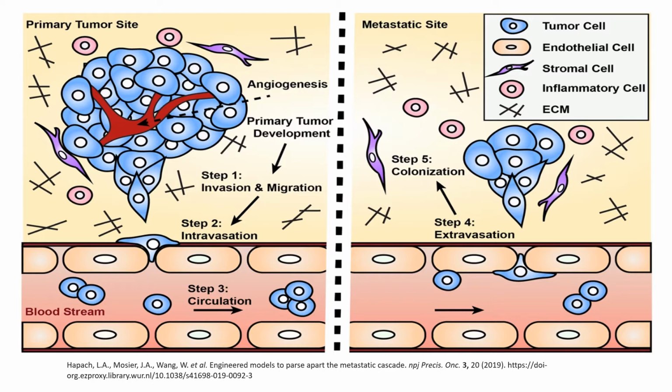Next, invasion and migration of those loosened cancer cells take place. Here they come out into the extracellular matrix. At the next step of intravasation, cancer cells invade through the basement membrane into the bloodstream or lymphatic vessels. Then clusters of free cancer cells now circulate in the bloodstream.